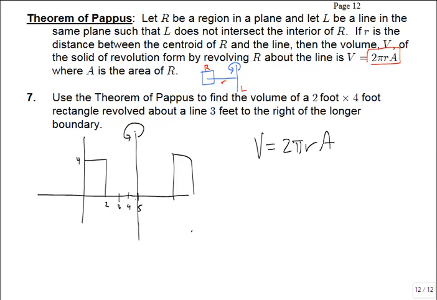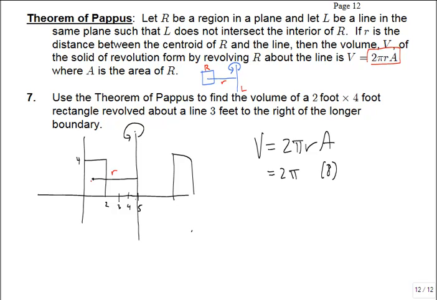A. Now, finding the area of this rectangle, that's easy to do. I already know that that's 8. So that part of this is simple. The only part that might be tricky is finding this r. Now, r is going to be the distance between the centroid of this rectangle and the line. Now, because this is a nice rectangle, it should be easy for us to figure out where that centroid is going to be. It's going to be right in the center. And r is going to be this horizontal distance going across.